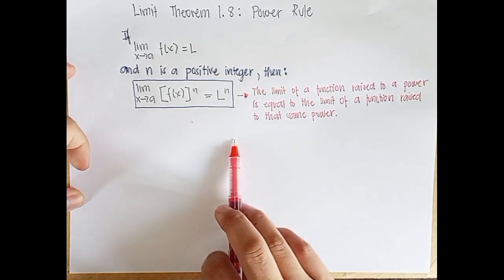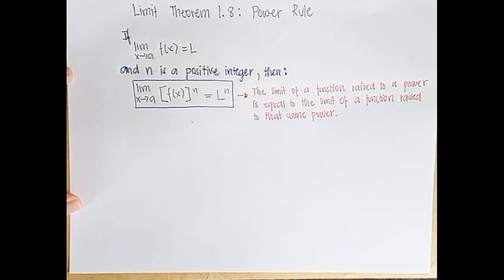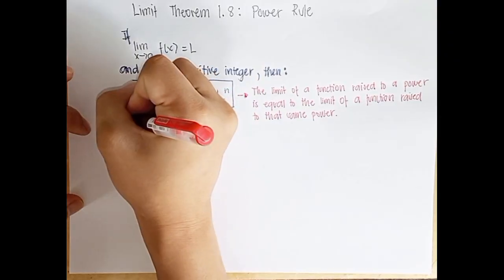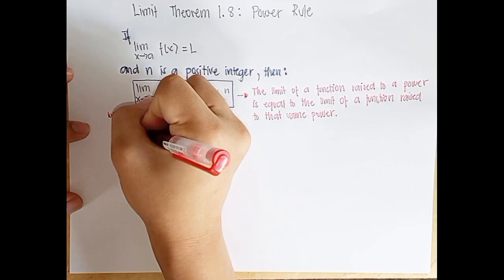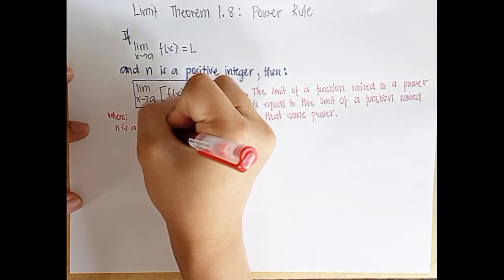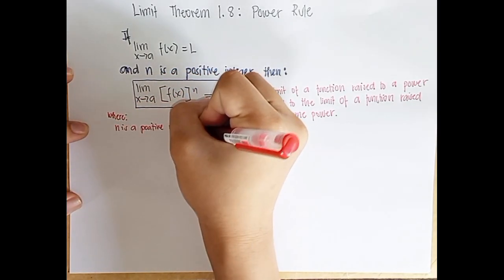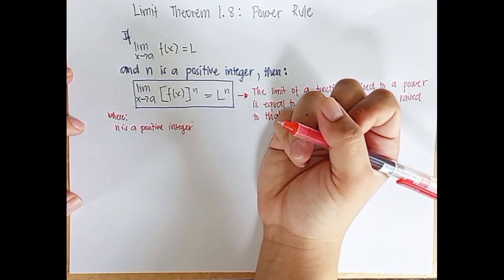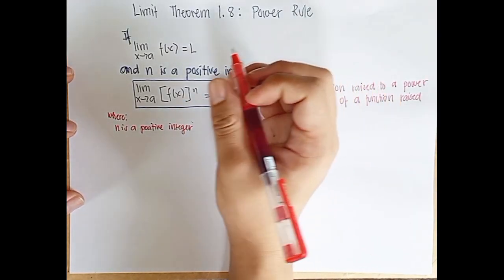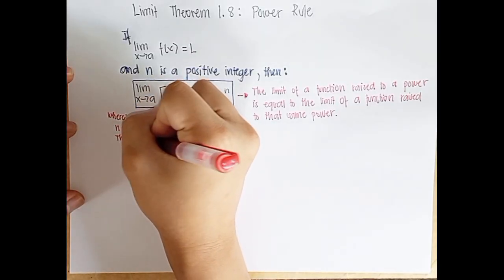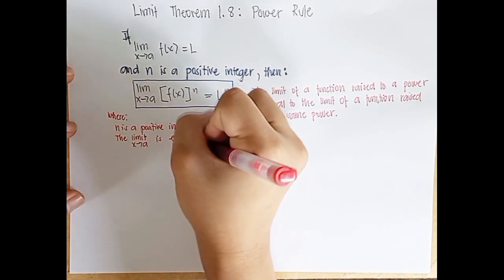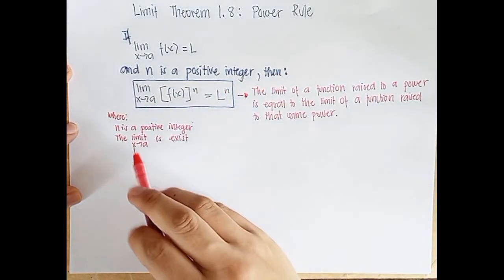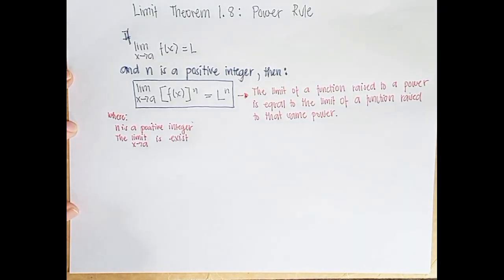The power rule tells us that if a function f of x has a limit as x approaches a, then raising that function to a power n will also have a limit. And we can simply raise the limit of the function to that power. This is extremely helpful when dealing with functions involving squares, cubes, and other powers. What makes this rule useful? You don't have to expand complicated powers like x plus 4 raised to 4. You can evaluate the inner limit, then raise the result to that same power. It saves time and makes solving limits of polynomial or rational functions much easier.